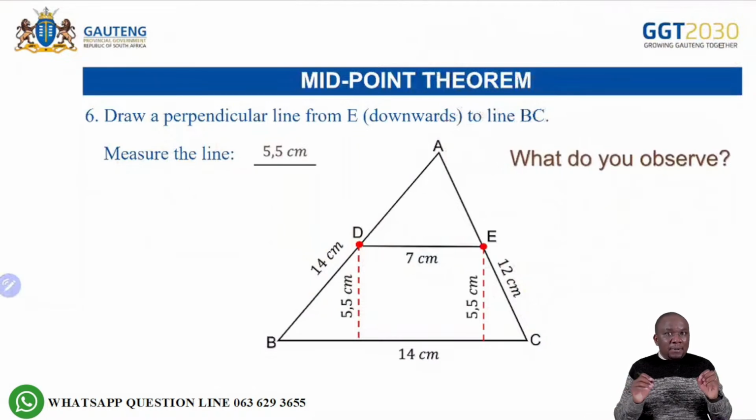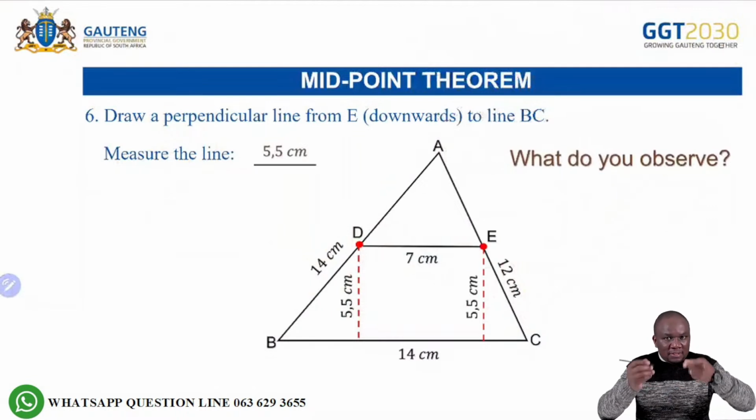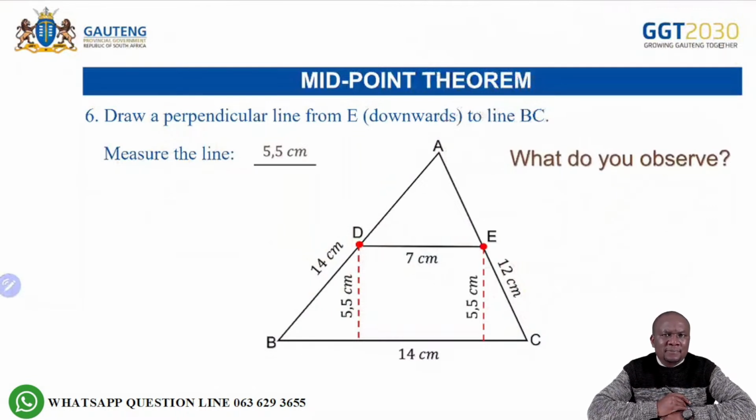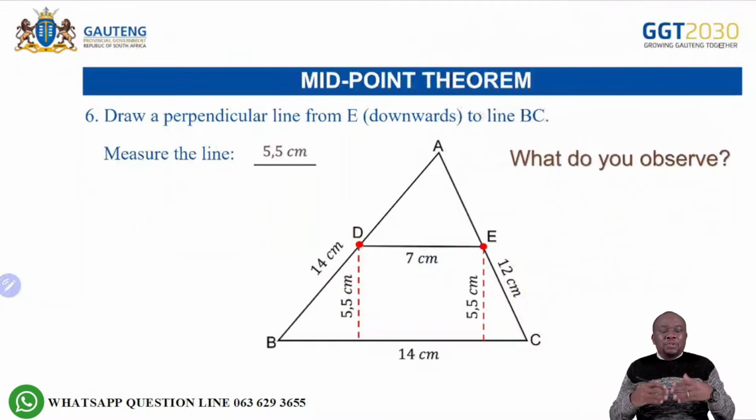Those are parallel lines. So it means the line segment joining two sides of a triangle is parallel to the third side. You see that? So we've talked about two things, the length and this property of being parallel. Let's combine these two and come up with our theorem.